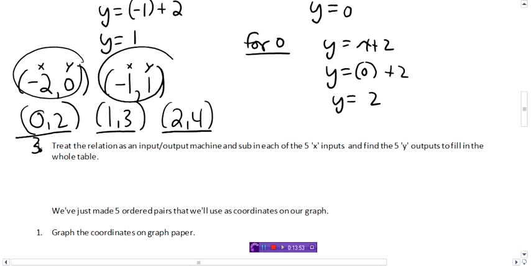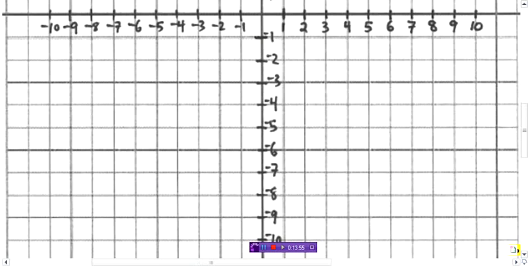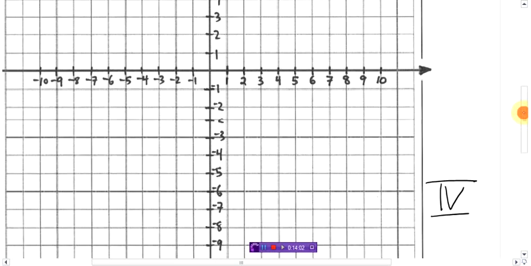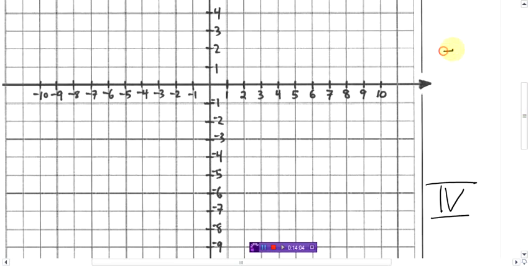Negative 2, comma 0. On our graph paper, we're going to plot negative 2, comma 0. That's the first point. So we're at negative 2 on the x-axis, x goes first. Negative 2, comma 0. 0 on the y. Well, negative 2 is here. 0 is right there. So our first point is going to be right there. Put a dot right there on the line.